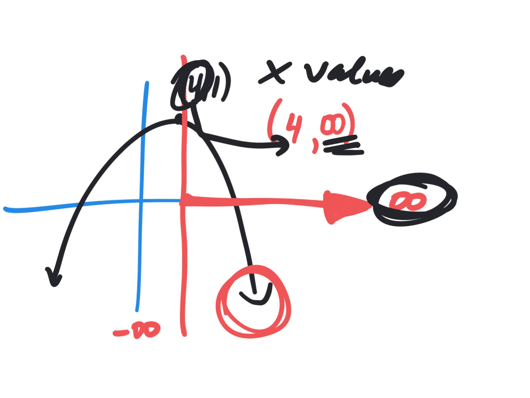It's really common for kids to say 4 to negative infinity. I won't make you tell me. All right, so it was 4 to infinity. That was the decreasing interval.